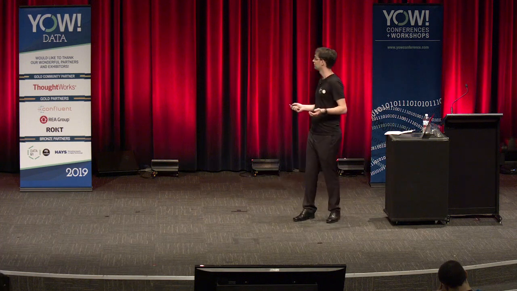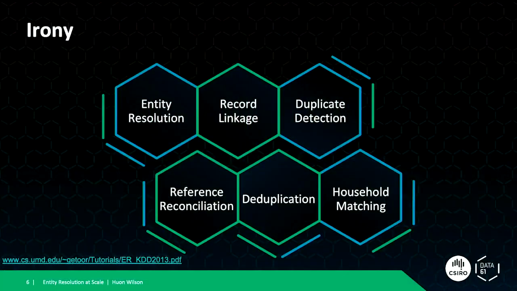Ironically, given entity resolution is talking about duplicates, there's many different names for it. Maybe you've heard of deduplication or record linkage. I've put 6 names here, but this paper mentions 17 different ones.